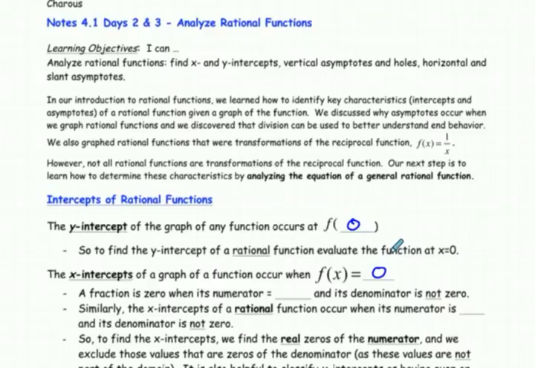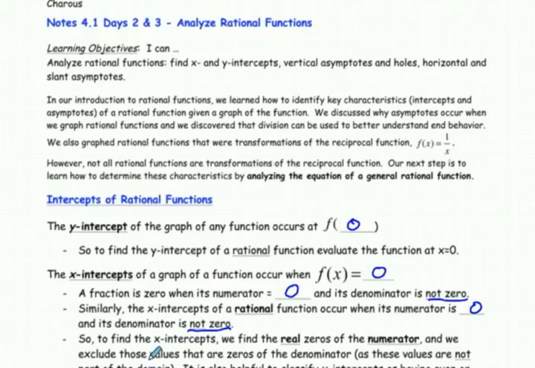But a rational function is a fraction. So remember, a fraction is 0 when its numerator is 0, but its denominator is not 0. That's because we cannot divide by 0. So to find x-intercepts of a rational function, we're going to look for values that make the numerator 0, but the denominator not 0. Okay? So to find x-intercepts, we find the real zeros.